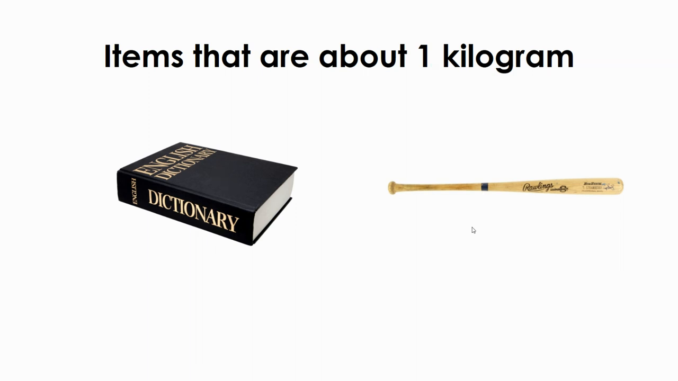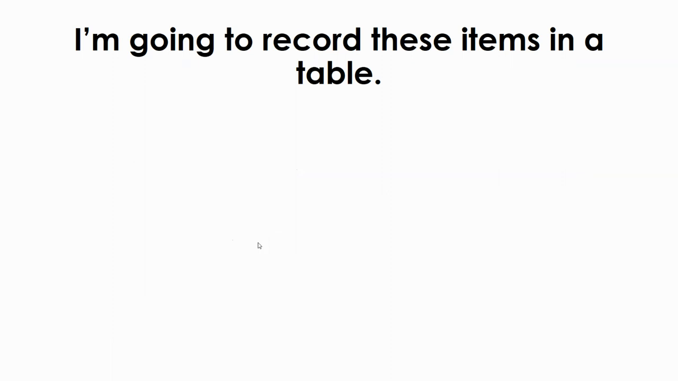Now let's look at some items that are about 1 kilogram. Think about a big dictionary. I know we have some dictionaries in the classroom. Maybe you thought about how it feels, but it's just like a big book or a wooden baseball bat. That's about 1 kilogram. So comparing that to the paper clip and the pen cap, a kilogram is going to be a lot heavier, okay? It's going to feel a lot heavier than 1 gram. So I feel like I would use a kilogram when I'm measuring something that might be a little heavier than, say, a paper clip or the top of a pen. So I'm going to record these items and I'm going to make them into a table.